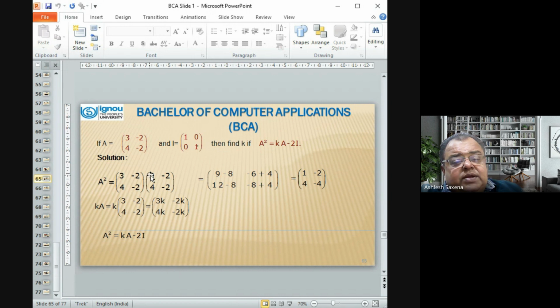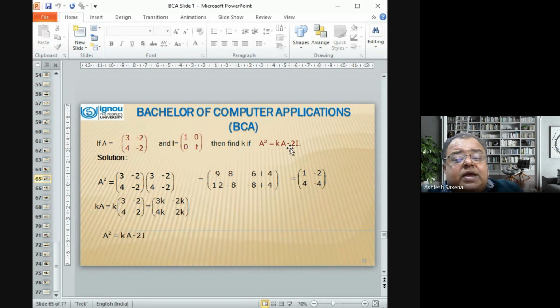3 into 3, 9. 9 minus 8, first element. Second will be 3 into minus 2, minus 6. Minus 6 plus 4. Third one, 4 into 3, 12. 12 minus 8. Here comes 4 into minus 2, minus 8. Minus 8 plus 4. Here you will get 1, minus 2, 4, 4. It is a 2 by 2 matrix.